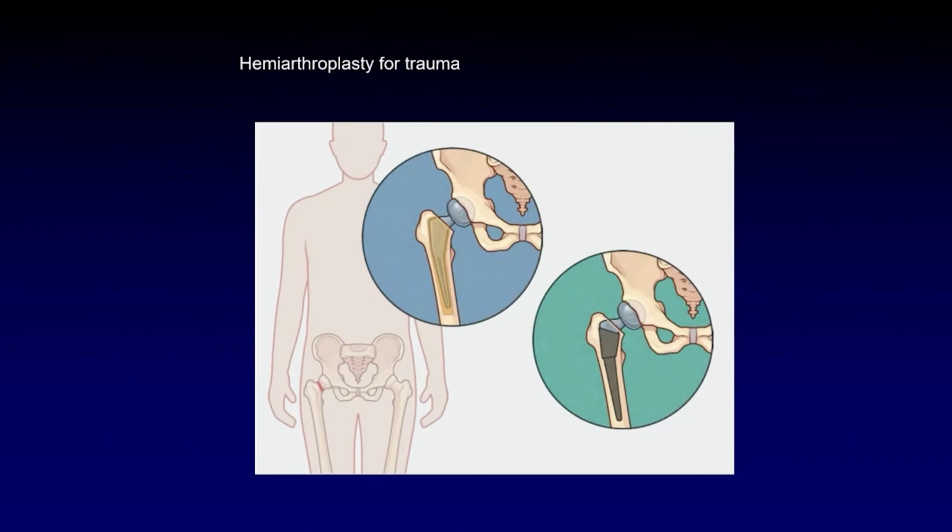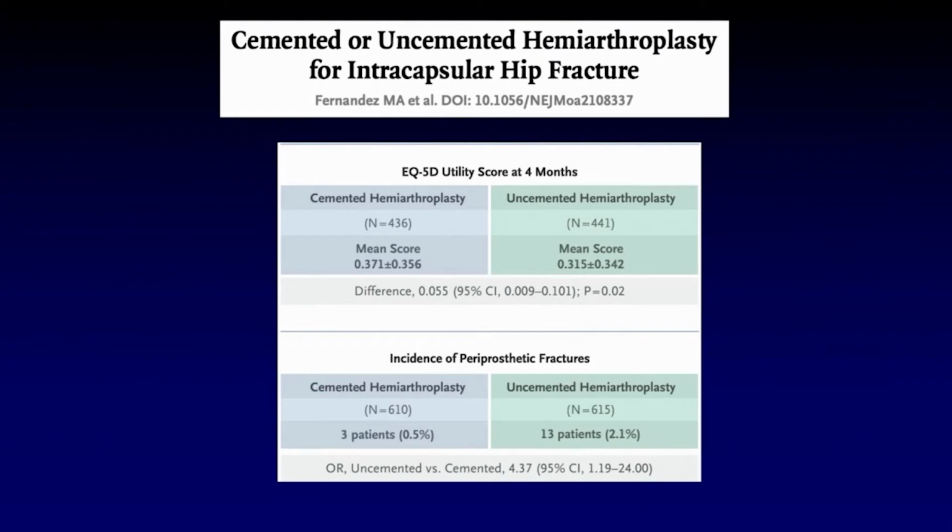So now I want to move on to hemiarthroplasty for trauma, and this is a really important question. Should we be using cement or not for these patients? This has been debated long and hard in recent years, particularly with contemporary implants, but a fantastic trial has just been reported in the last couple of weeks. It's in the New England Journal of Medicine, and I think it very definitively answers the question.